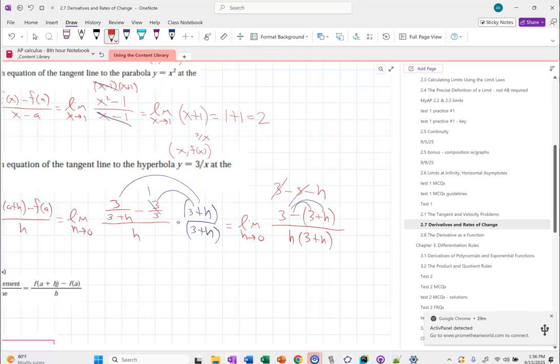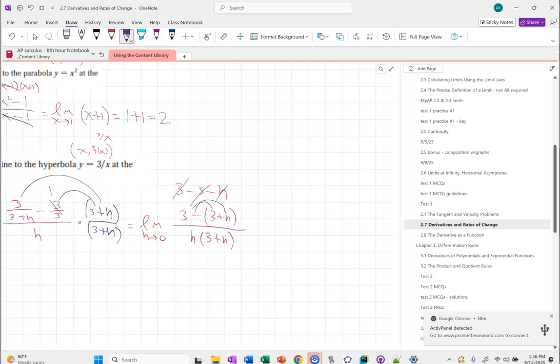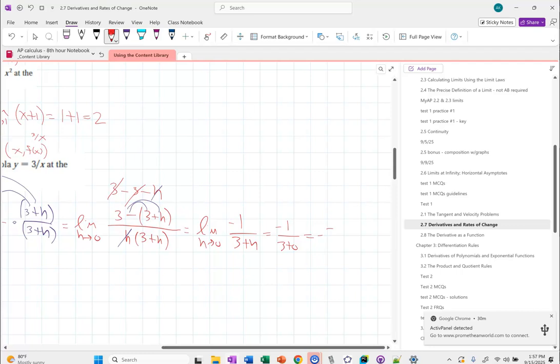So the 3's cancel, right? And then you notice that I have negative h over h times 3 plus h. The h is canceled, right? So I'm left with the limit as h approaches 0 of negative 1 over 3 plus h. Okay? And now if I do a direct substitution, is everything okay? Yeah, it is. I get negative 1/3. And there's my slope.